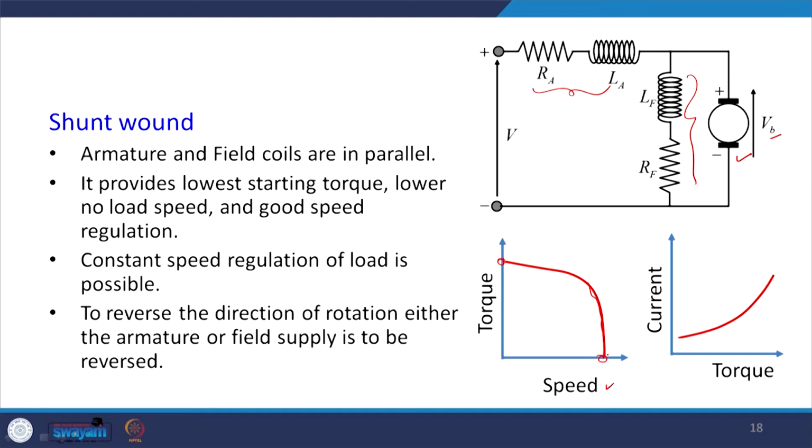Okay, and to reverse the direction of rotation, either the armature or the field supply can be reversed, and we can change the direction of rotation of the motor. This is the characteristic for the torque and current. As current increases, the torque is going to increase.